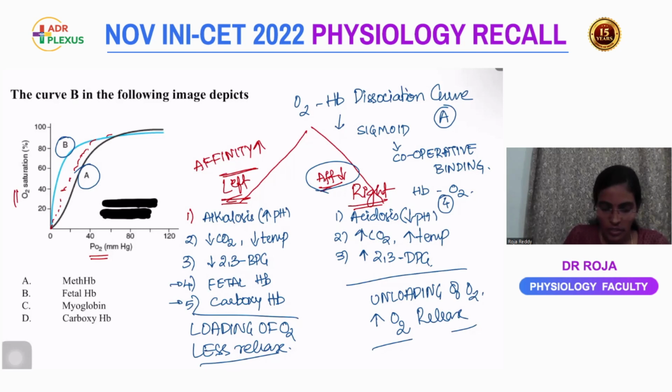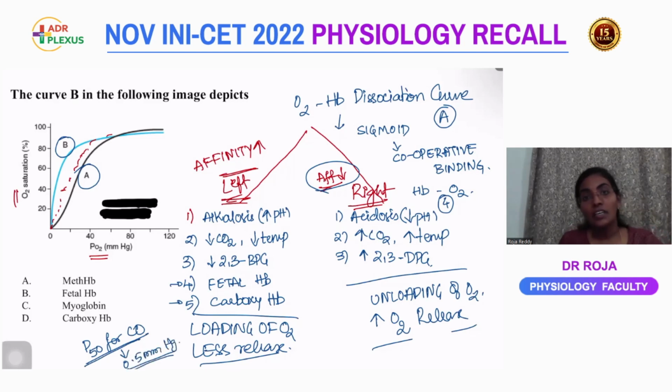Okay, that is one reason. And if you look at the curves for both carboxyhemoglobin and normal hemoglobin, the P50 for carbon monoxide is 0.5 millimeters of mercury. It means even when the partial pressure of carbon monoxide is so low, it can bind, and the hemoglobin is already 50% saturated with it. The rest of the 50% is left over for oxygen. So it will cause a shift of the curve to the left.